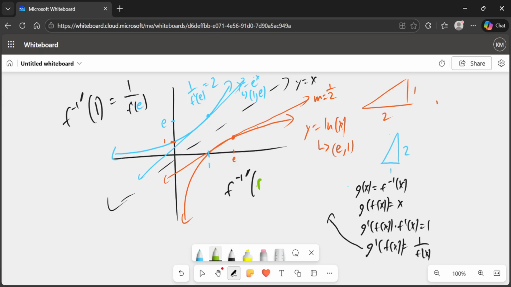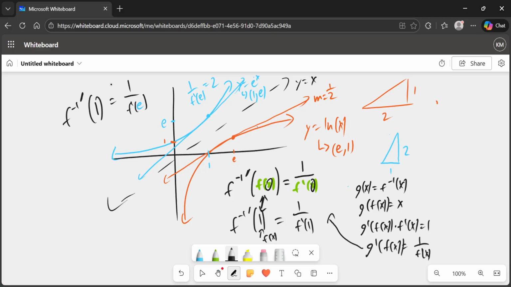Let me do this. f of x is equal to 1 over f prime of x, right? So if it asks for f inverse prime of 1, that's not equal to 1 over f prime of 1, because the x that you're plugging in here is not 1. That's f of x.